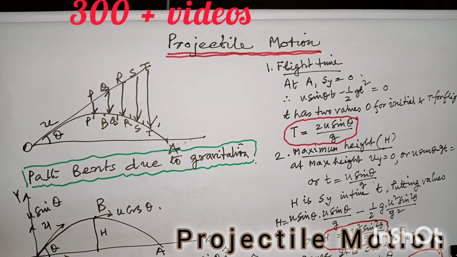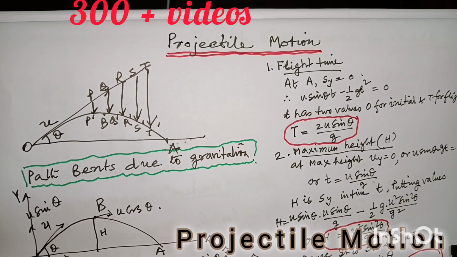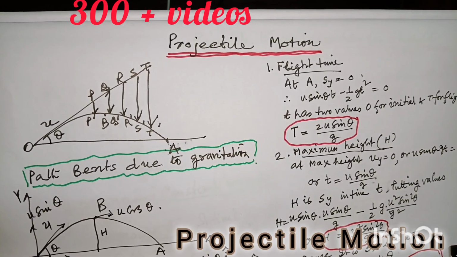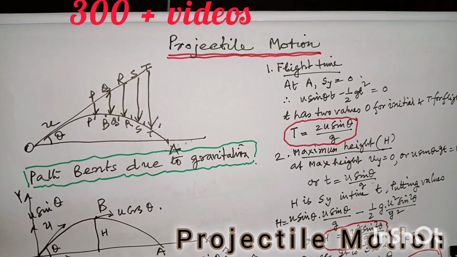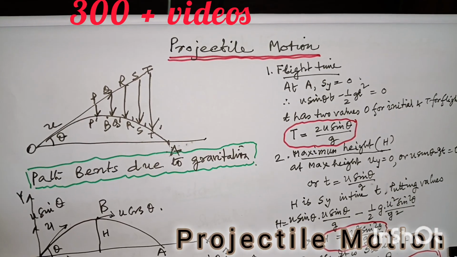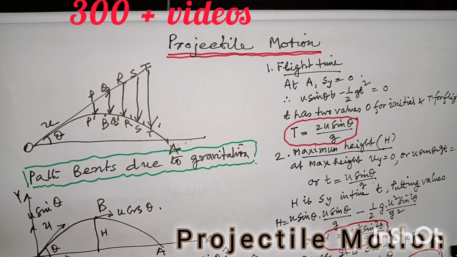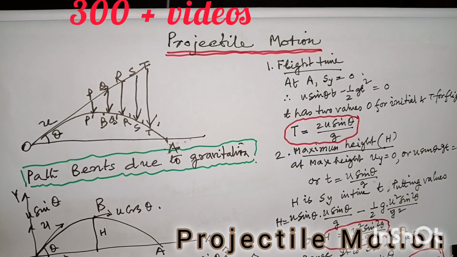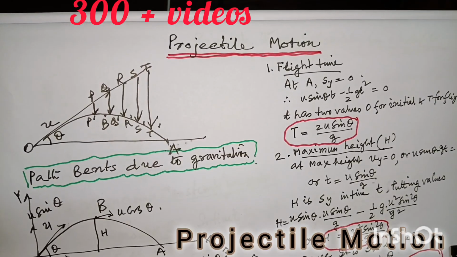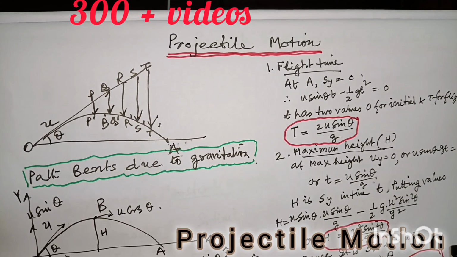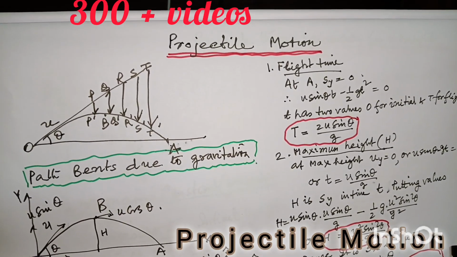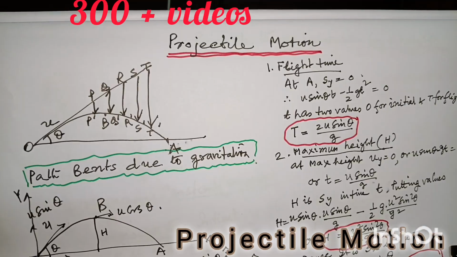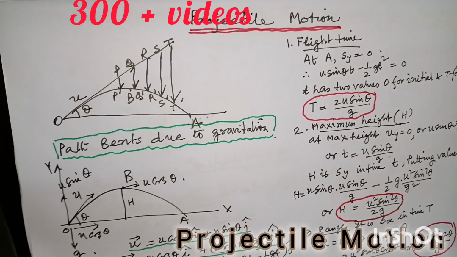But the thing is, every time it is pulled down by gravitation, and the more time goes, the more it is pulled down further and further. So at P it is pulled down to P dash, at Q to Q dash, at R to R dash, at S to S dash, at T to T dash. That means the pulling down is increasing with time, and by this process the path takes a curved shape which is called projectile. So the path bends due to gravitational effect only.